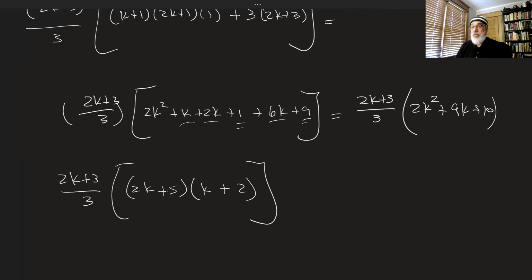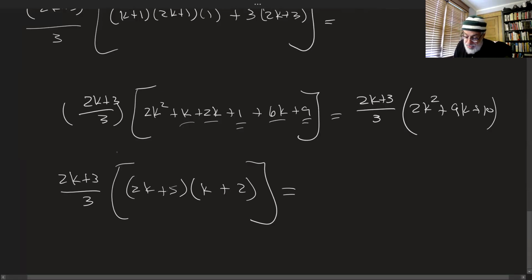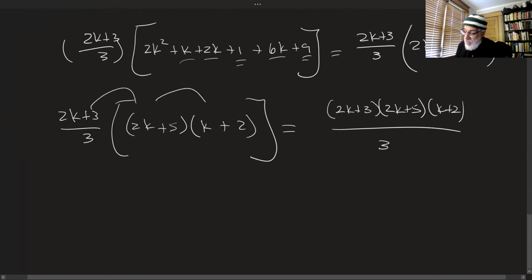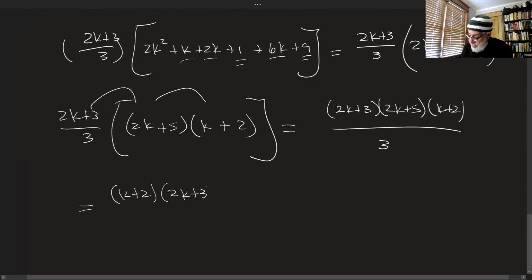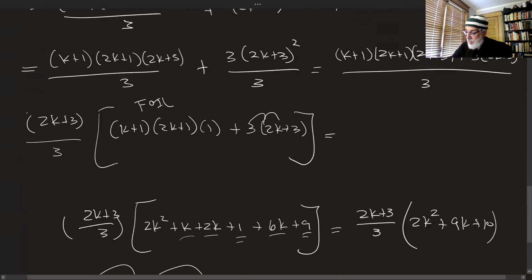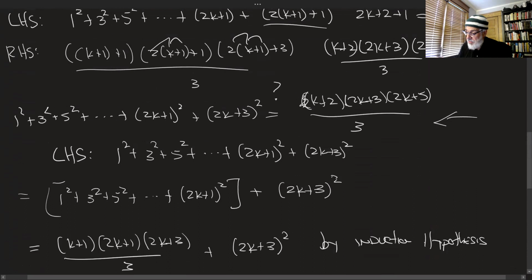So that's it. Now let's distribute this back, essentially multiplying it out. So we get (2k + 3)(2k + 5)(k + 2) divided by 3. If we do a little rearranging, so put that term first, put this term second, put this term last, divided by 3, we will notice that this is the right-hand side that we're looking to get, way up here in the beginning: (k + 1)(2k + 3)(2k + 5) divided by 3.